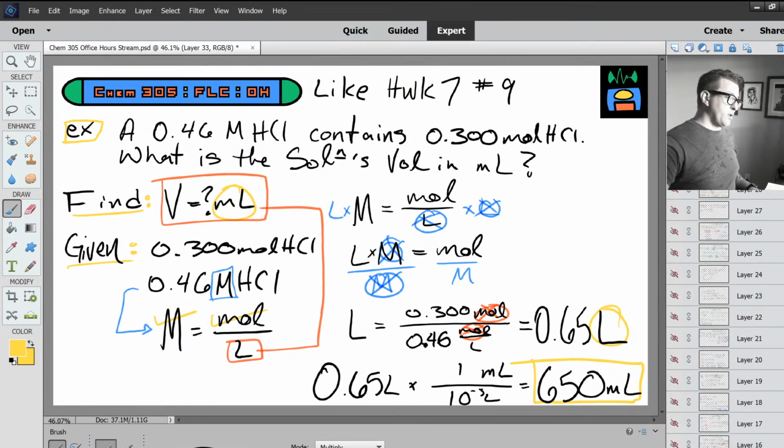So that would be the volume for this example, which is exactly like homework 7, problem 9. If you execute that problem the way we executed this one, it'll get you there.